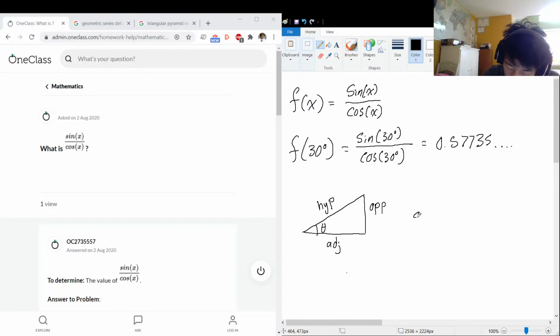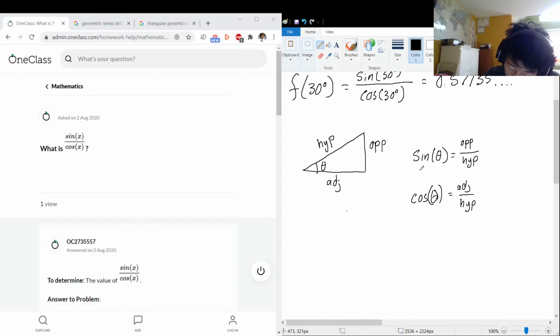We know that sine of the angle is equal to opposite divided by hypotenuse. We know that cos of the angle is the adjacent divided by hypotenuse. Okay, so there's something else here. We know a tangent is opposite over adjacent. Up over adjacent.